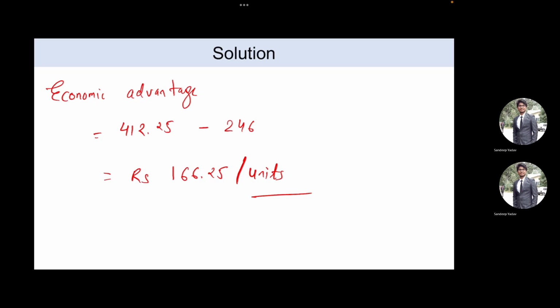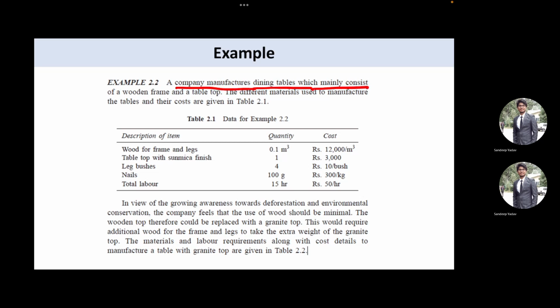A company manufactures dining tables which mainly consist of wooden frames and tabletops. The different materials used to manufacture tables and their cost are given as below. The description of items: wood for frame and legs, a tabletop with a sunmica finish, leg bushes, nails, total labor. Quantities are 0.1 meter cube, 1, 4, 400 grams, 15 hours. Cost is given here.